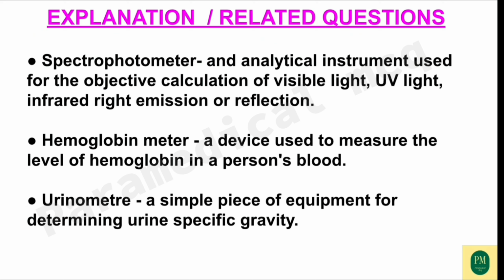Spectrophotometer, analytical instrument used for the objective calculation of visible light, UV light, infrared light emission or reflection. Hemoglobin meter, a device used to measure the level of hemoglobin in a person's blood. Urinometer, a simple piece of equipment for determining urine specific gravity.